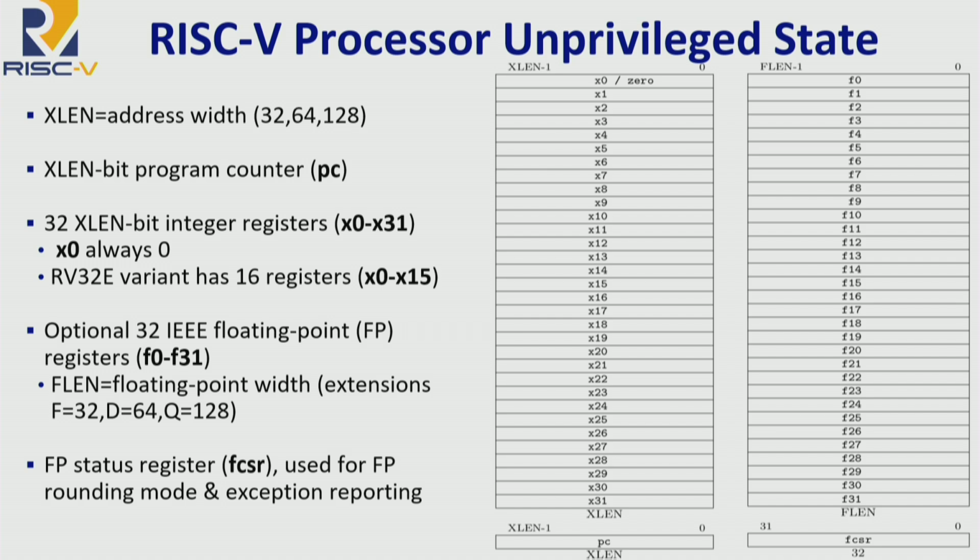Optionally, if you have a floating point extension, it adds 32 floating point registers, F0 through F31. This is IEEE representation. And the different extensions mean that FLEN is either 32, 64, or 128-bit wide. So that's how wide your floating point registers are. There's also a floating point status register, which has the rounding modes and exception flags, just as in most other architectures.